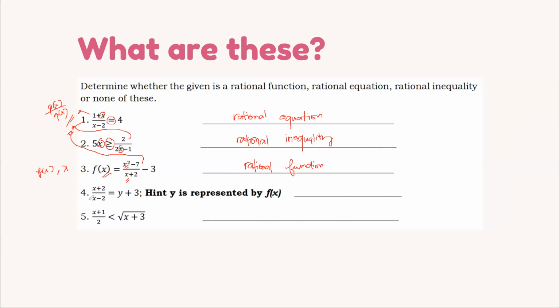How about number 4? So we have x over 2 over x minus 1 equals y plus 3. Remember that y could be represented by f of x. So how many variables are there? We have x and we also have y, which could be represented as f of x. So this is called a rational function.